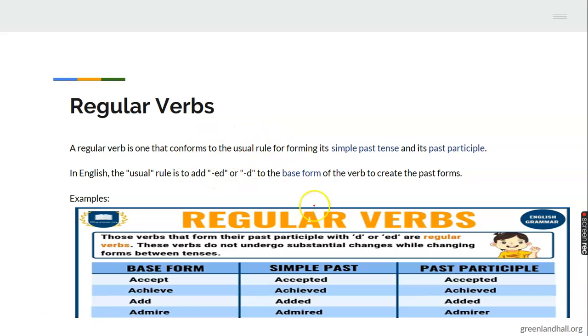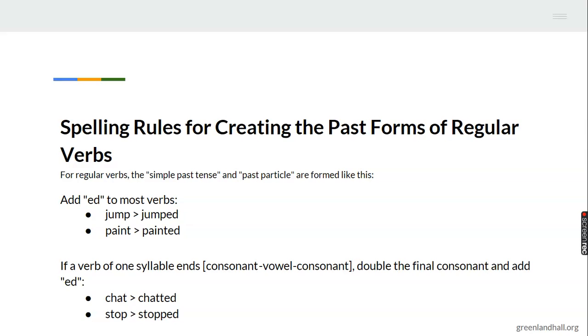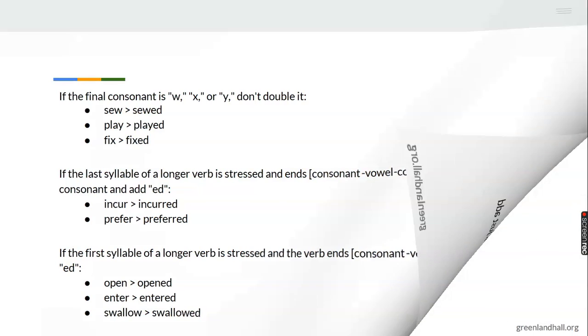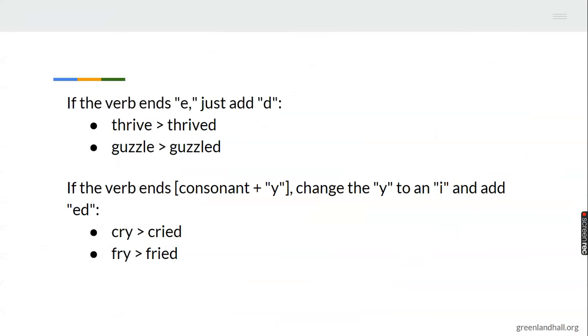Then regular verbs. When a verb is regular, the past tense is formed in the simple way of adding ed or d. They form their past tense and past participle in this way. That's why they are called regular verbs. And I have some rules. Take time on your own to examine these rules, how they are formed. Pause the slide and go through them on your own.